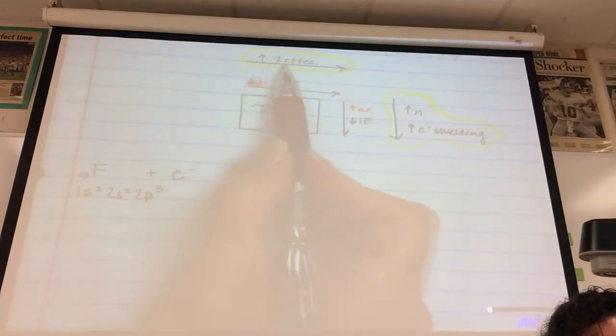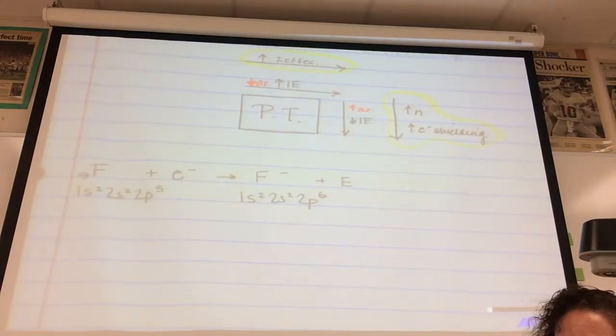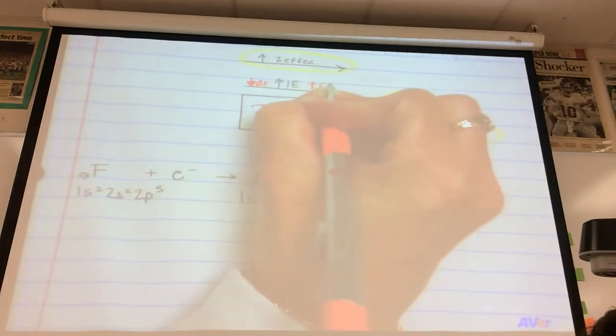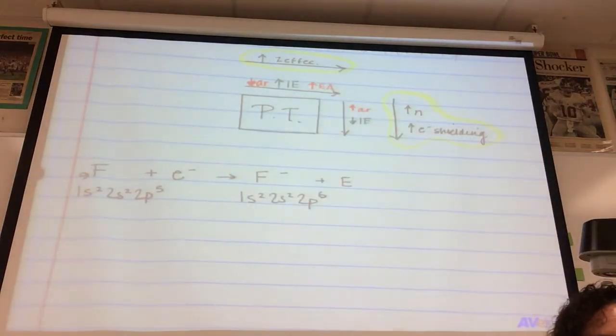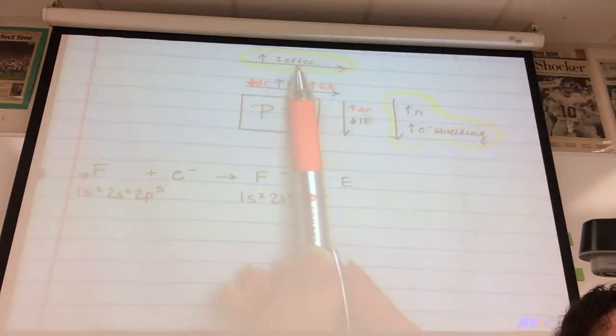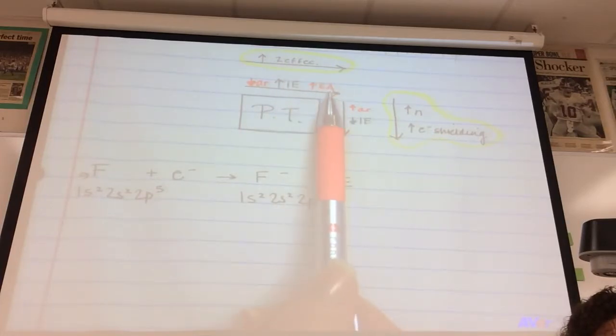So what happens across the period from left to right is as you go across a period, you have an increase in the effective nuclear charge. And as a result, you're going to see an increase in the electron affinity. Electrons are negative. As you go across the period, you have a greater and greater effective nuclear charge, more plus, and as a result, the ability to attract and hold an electron increases.